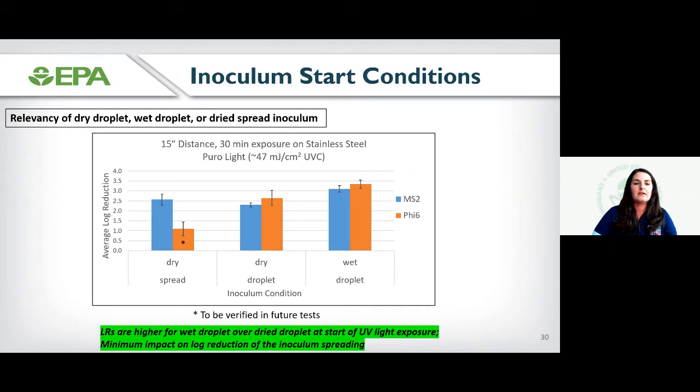However, we didn't see any significant trends in terms of the spreading versus the droplets making an impact in efficacy, so there may be some slight differences in terms of spreading versus leaving the inoculum in a droplet depending on the material, but there's no clear trend there. Next slide, please.